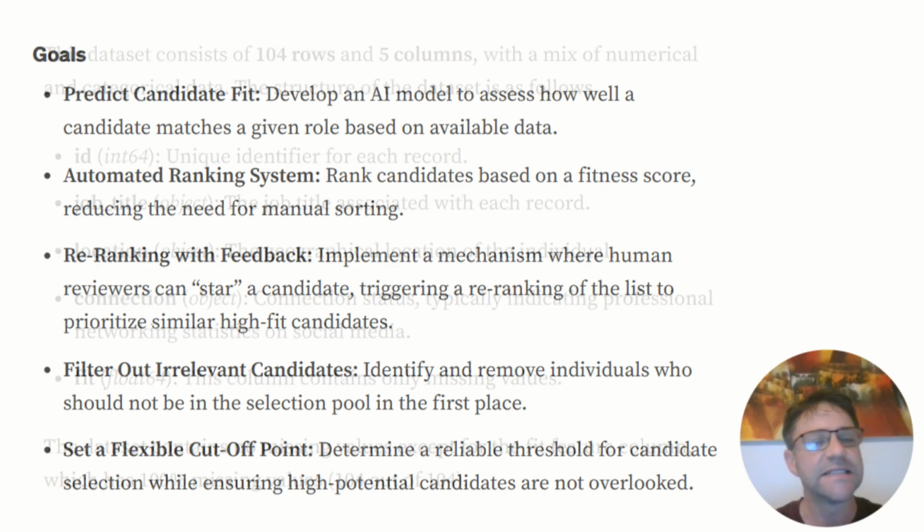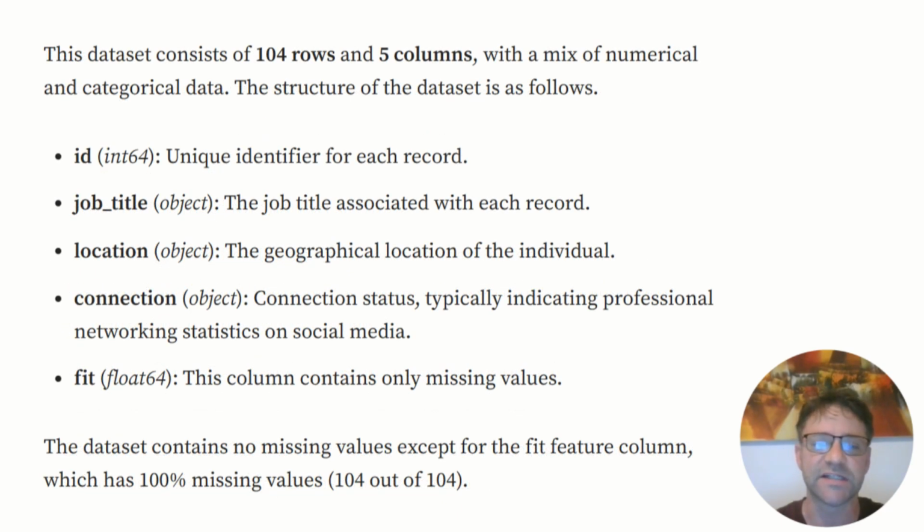So a quick EDA on the project just to get to know our data. The data that we were given for this project has 104 rows, 104 candidates, and 5 columns. It has an ID column that's an integer, a job title column, which is the job title of the current candidate in that row, their location, a connection feature, which is the amount of connections that they have on social media, and a fit feature.